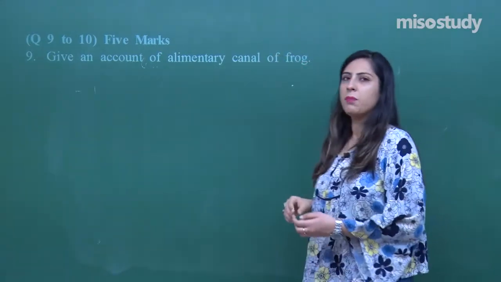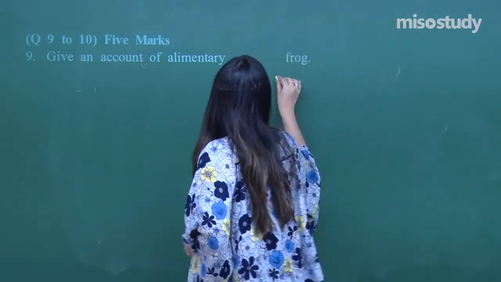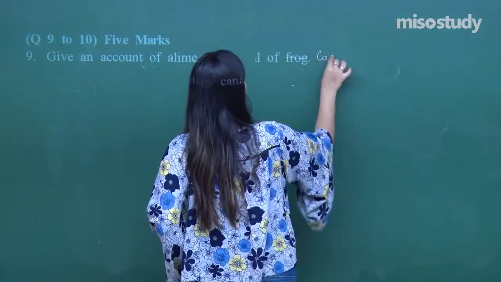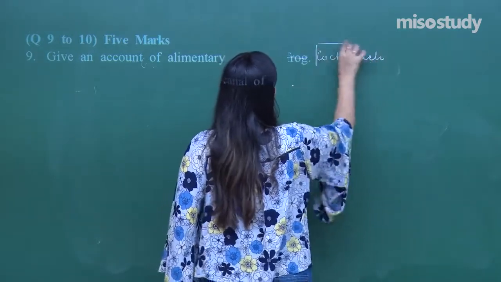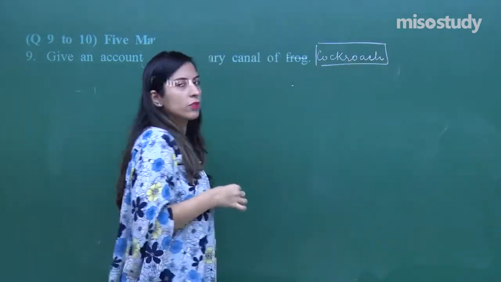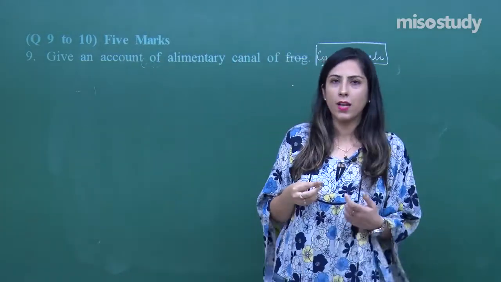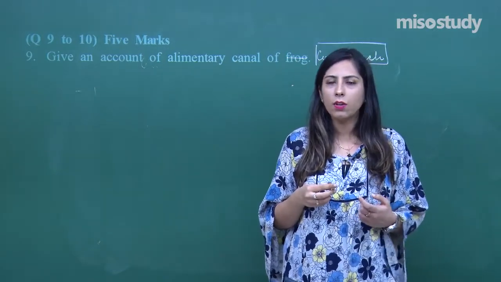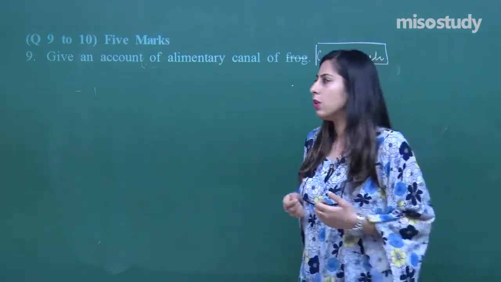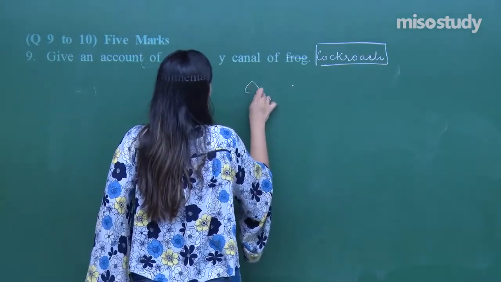Now let's move on to the next question, that is, give an account of the alimentary canal. So this is question number 9 where you have to explain the alimentary canal. Here the alimentary canal of a frog is mentioned, actually it's of a cockroach, because now the frog is not in your syllabus, we have the cockroach, right? So earlier the frog was there in your syllabus, now we have only a type study of the cockroach. And the cockroach we have already studied in the session. To talk about the structure of the alimentary canal.